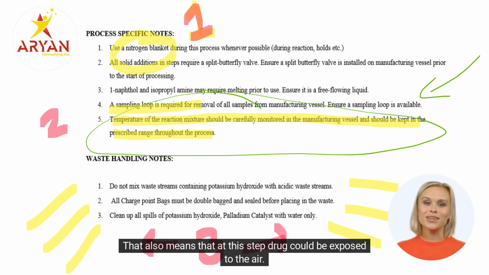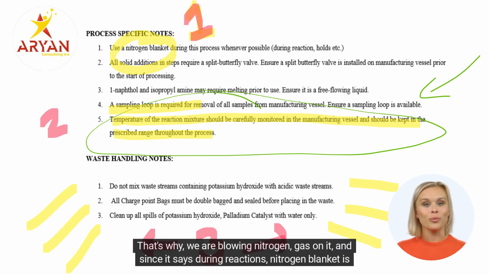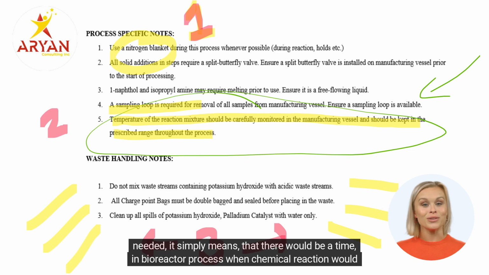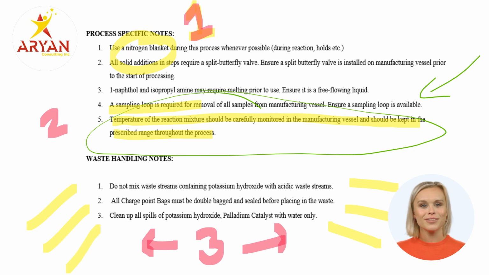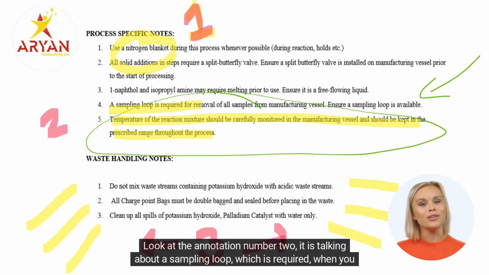We learned this concept in glove box training. That also means that at this step the drug could be exposed to the air. That's why we are blowing nitrogen gas on it. And since it says during reactions, nitrogen blanket is needed, it simply means that there would be a time in the bioreactor process when a chemical reaction would happen. At that time, you must use a nitrogen blanket. This is clear.